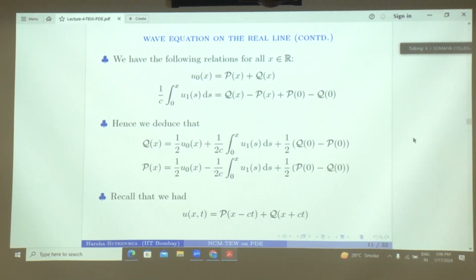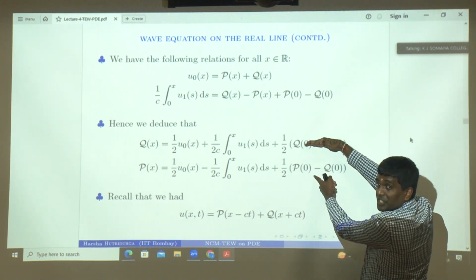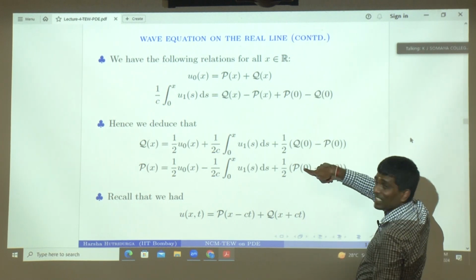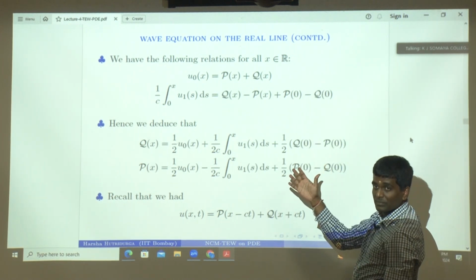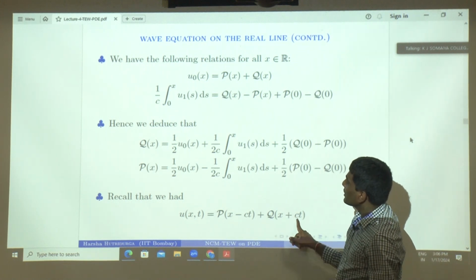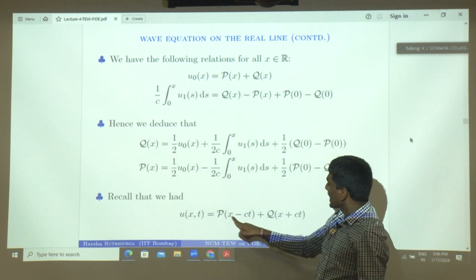Whenever you have got an expression for p and q, you are done. Okay? And u of x comma t is just p evaluated at x minus ct and q evaluated at x plus ct, both being summed. Okay? And when you sum these two relations, these two things are cancelling each other. So the remnant of q of 0, p of 0, they are gone. Okay? So what you will be left with is these two terms being evaluated at x minus ct and x plus ct.